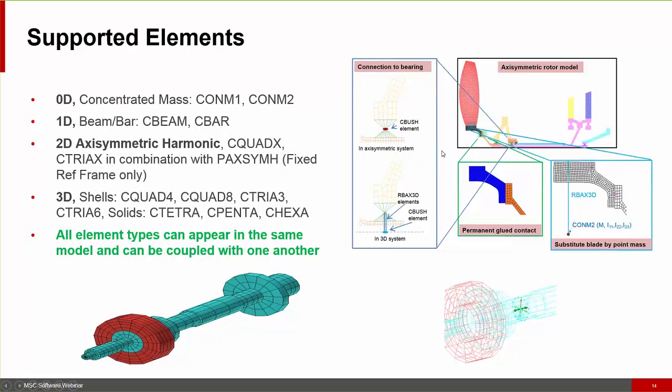On the right, I'm just pointing out a few modeling tricks here that can be used. For instance, there is an RBE3D element, which connects the 2D axisymmetric harmonic element with the 3D world. So there are a number of advanced connectors that need to be implemented when you do go between dimensions. A few other examples mentioned here, like the CONM2, which is a concentrated mass that could potentially replace a blade, or any structure that you choose not to represent fully in its full geometric extension.